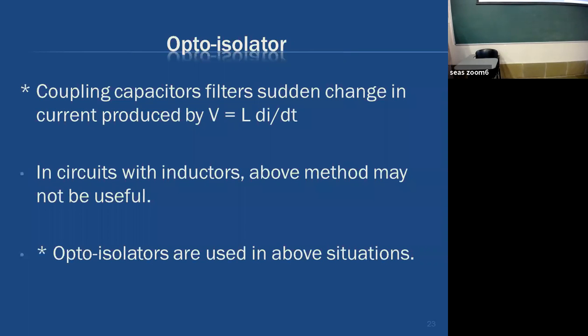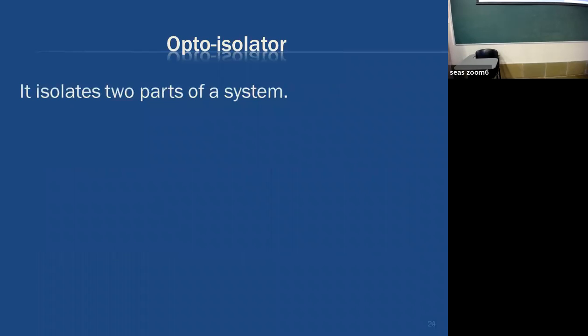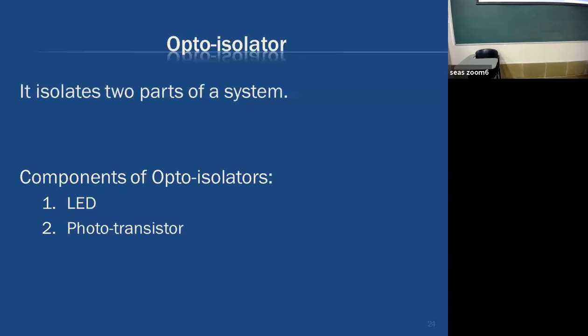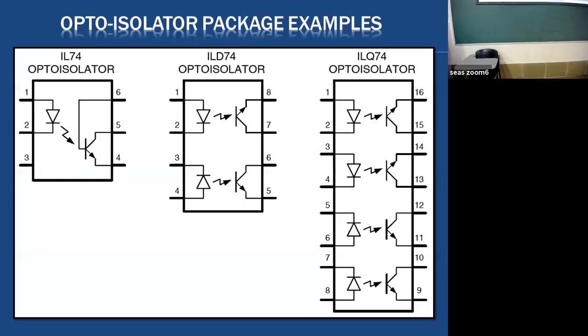So optoisolators use light. Now this is a little bit of theory. Don't worry. So we have two components: an LED and a phototransistor. So here is the scenario. You can turn on the LED. That will turn on the phototransistor.